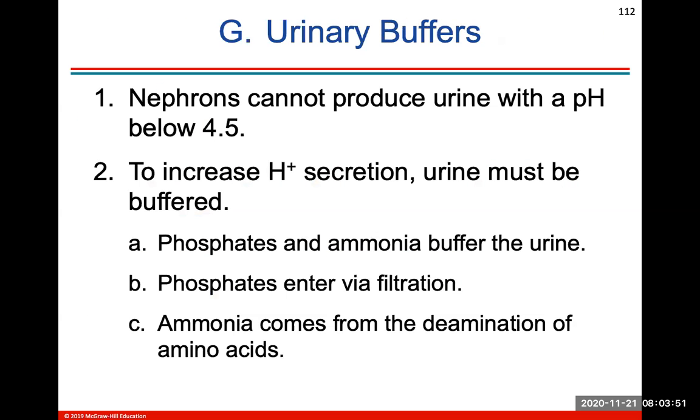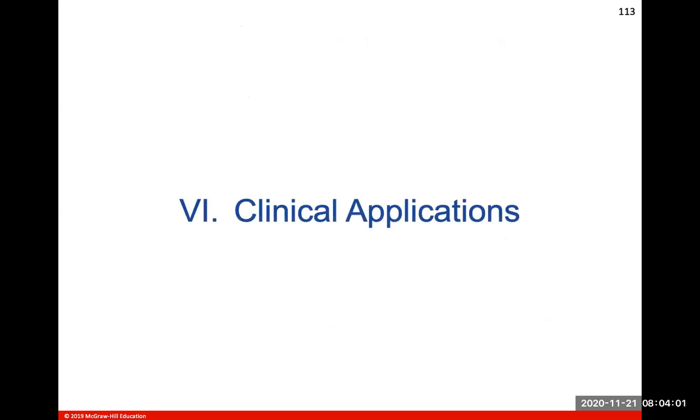All right, urinary buffers. Nephrons cannot produce urine with a pH below 4.5, so urine must be buffered, and there are different phosphates and ammonia that are used to buffer the urine.